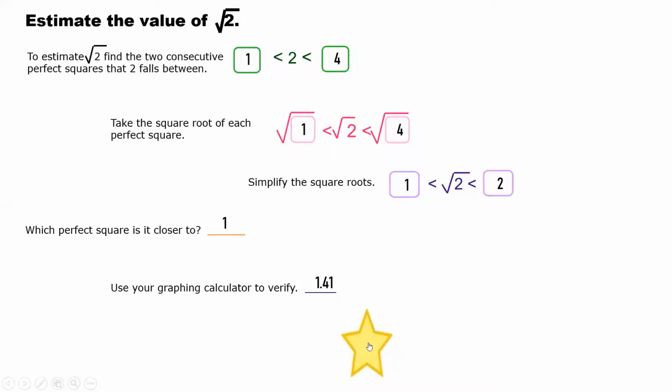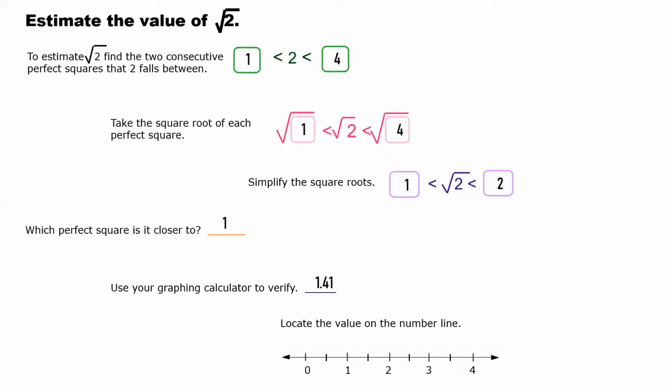And this is how you will graph it. You will locate the value on the number line. So we know that the square root of 2 is between 1 and 2. And we verified that the value of the square root of 2 is 1.41. Therefore, we will graph it closer to 1.5, which makes it closer to 1.